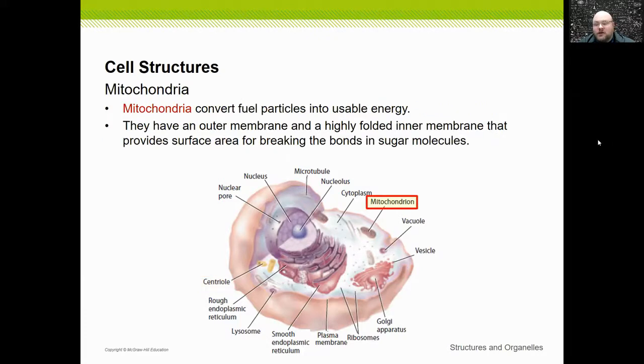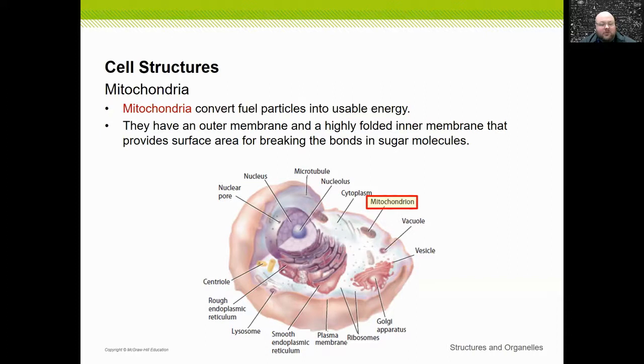The mitochondria. The mitochondria converts fuel particles into usable energy. They have an outer membrane and a highly folded inner membrane that provides surface area for breaking the bonds in sugar molecules. That's the structure right here.